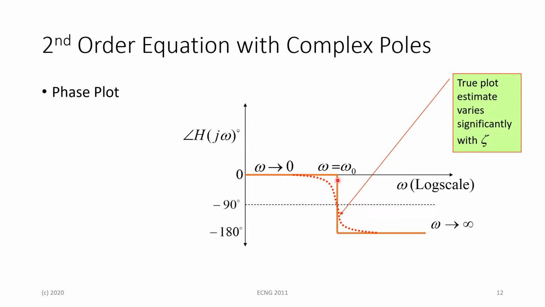So basically, everything before that corner frequency in particular is going to be at 0 degrees. And everything after that corner frequency is going to be at minus 180 degrees. The true plot gives us this nice S-shaped graph, but because of the straight line approximation, it's represented by this sharp vertical transition instead. What we're going to observe is that, depending on the value of the damping factor, that is going to change the shape of this true plot.